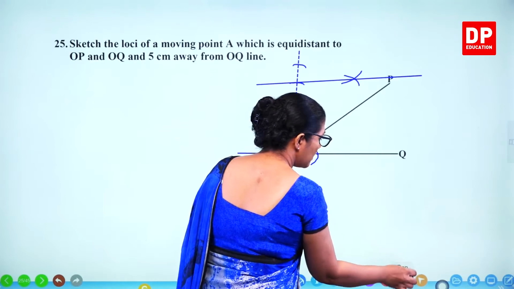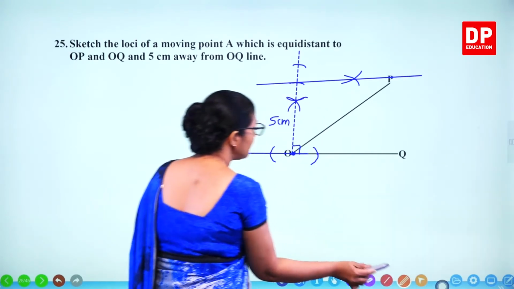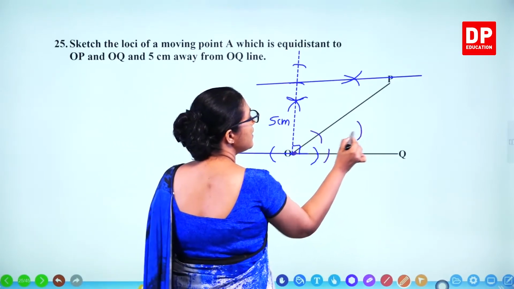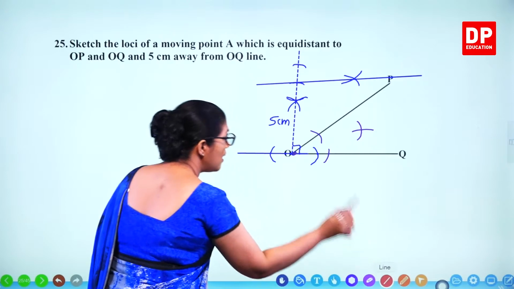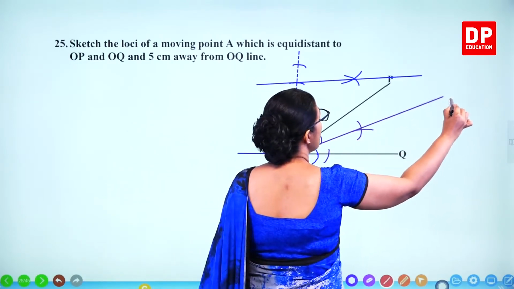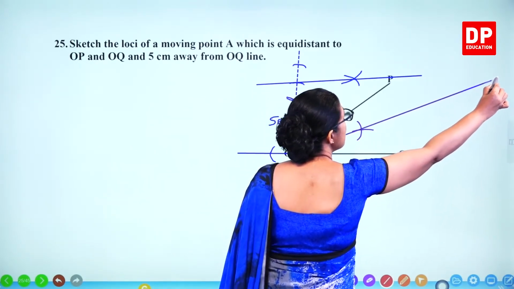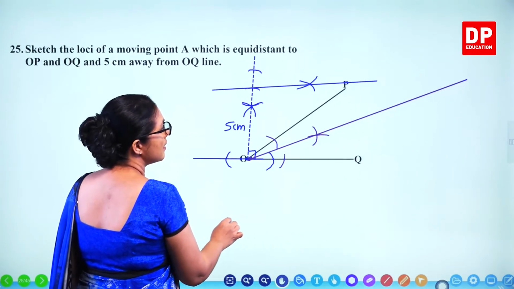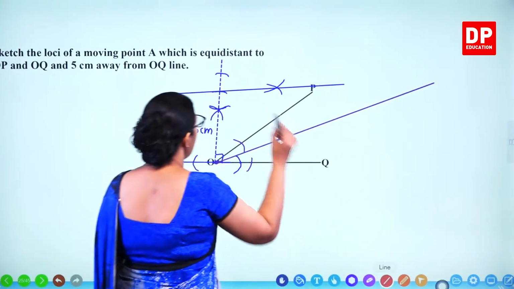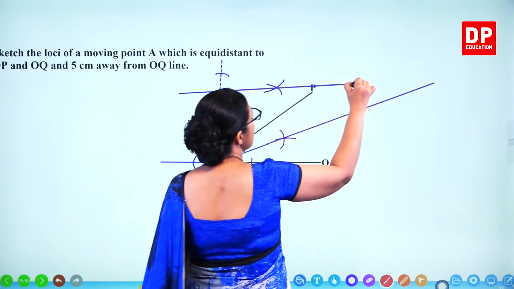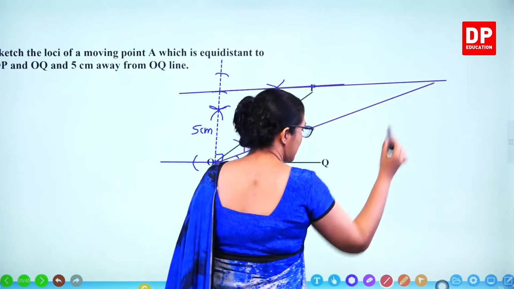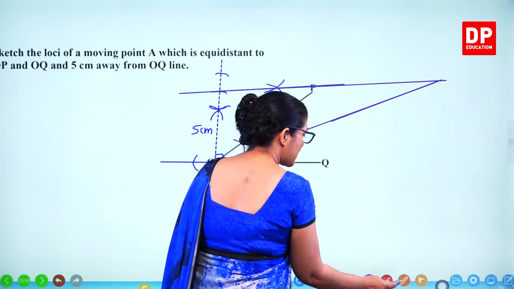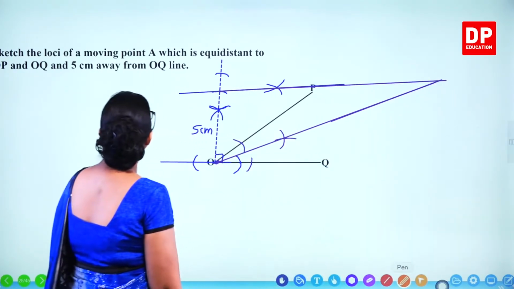I'll take a different color now. Keep the compass here. You can draw two arcs like this and this one, and you can draw the angle bisector. Angle bisector and this line, let's say this is the line, intersects at this point. So that's the point we need.